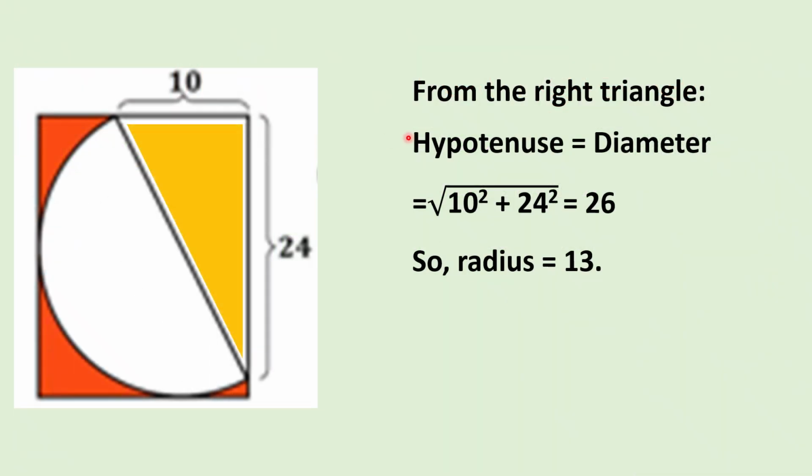Now look at the animated right angle triangle. So this diameter of the semicircle is the hypotenuse for this right angle triangle. By Pythagoras theorem, this diameter or the hypotenuse will be equal to square root of 10 square plus 24 square, that is 26. So if the diameter is 26, the radius will be 13. So we get the radius of the circle as 13 units.